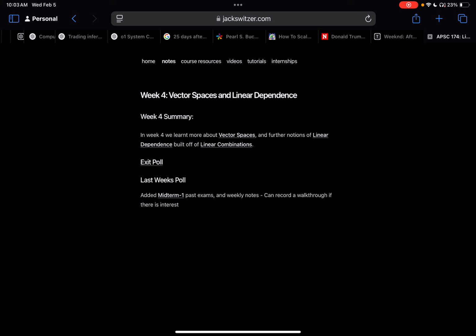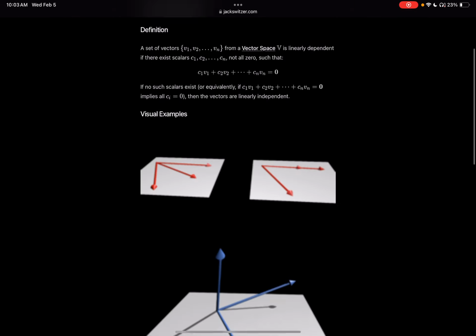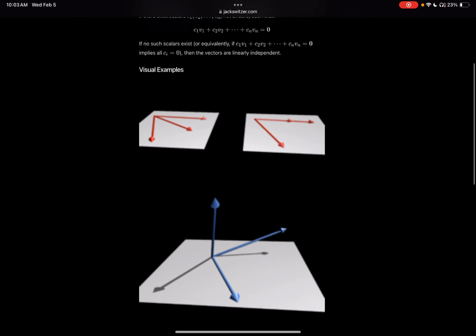I hope that this helped explain to you guys a bit on the intuition of what actually is a vector space. What's our notion of dependence?